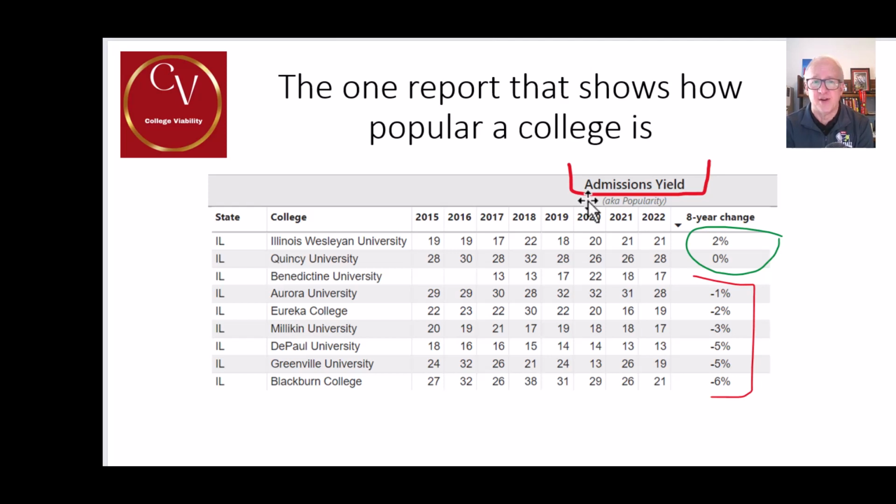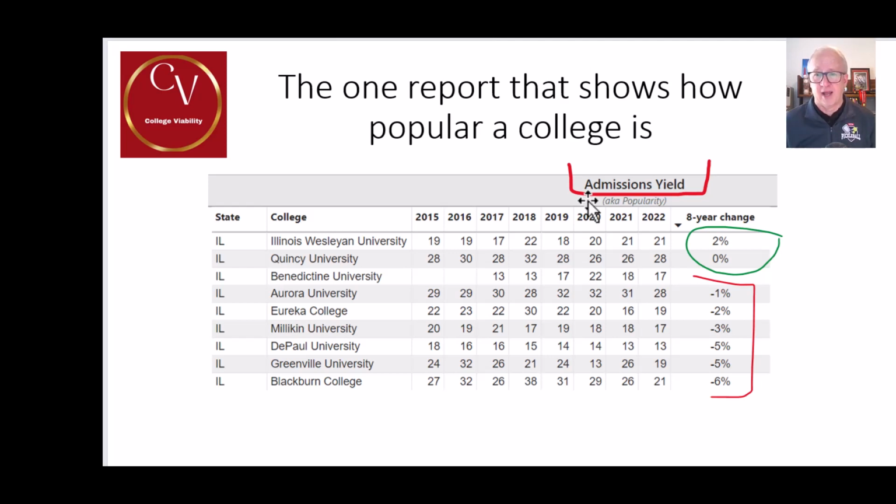Only one of these 8 or 9 colleges, Quincy, was flat, but look at the pattern we see for most of the rest. And I see this in almost every set of reports that I do. Most private colleges and most public colleges in the country have a decreased admissions yield over the past 8 years. Now, there's a couple of things going on with that. Some students are selecting other colleges. That's a true indication, and it's not good.